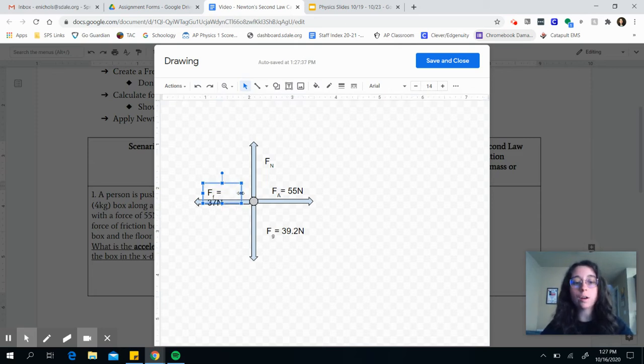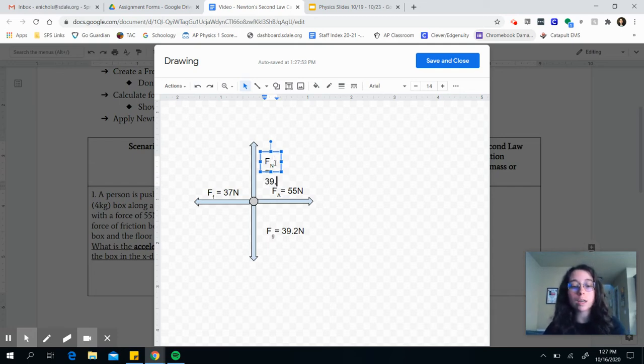We need to figure out our force normal. Lucky for us, since it's on a surface and it doesn't say anything about it moving up and down at all, we can assume that it's balanced in the vertical direction, which means we can also say that our force normal, not neutral, normal, is equal to 39.2 newtons.